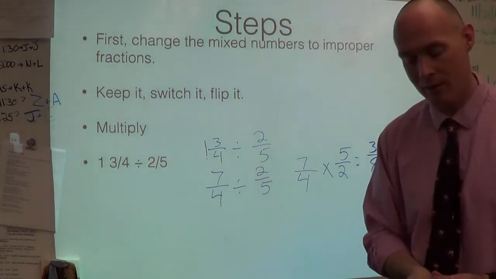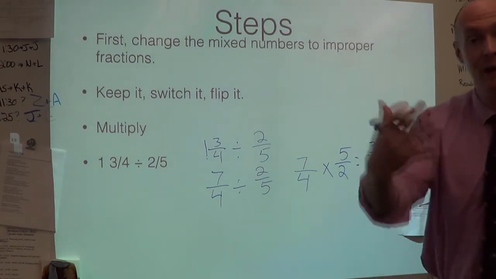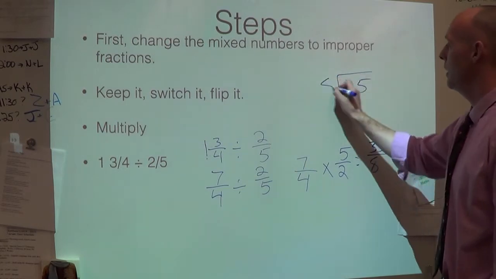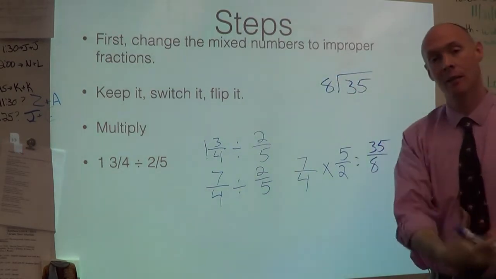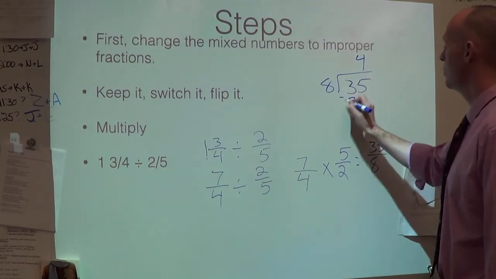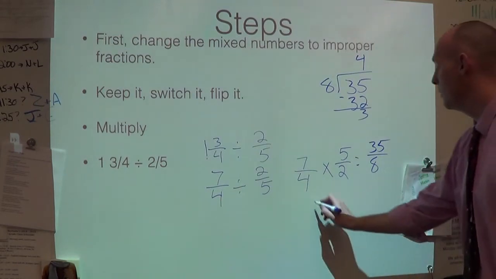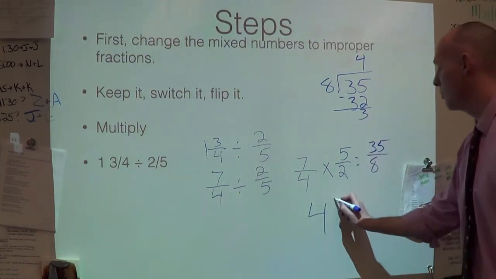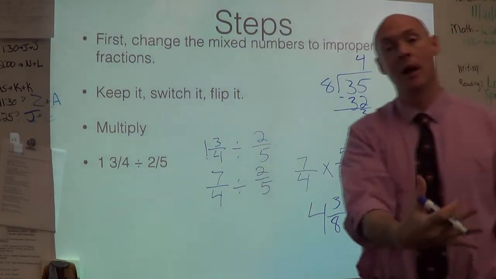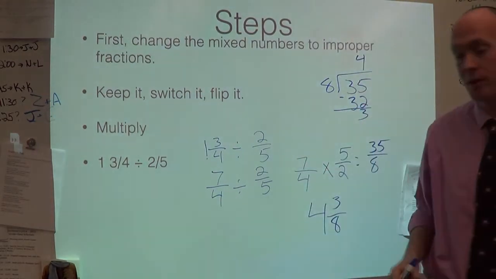So let's break that down and simplify. 35 over 8, how many times does 8 go into 35? I don't know, so let's do some math. 35, 8. The best it can, 8 times 4, 32. Subtract, and we are at 3. So my whole number answer is going to be 4 and 3, because that's my remainder, 8ths. Boom. There we go. So those are the steps involved. I'm going to give you a couple more examples, and then it'll be your turn.